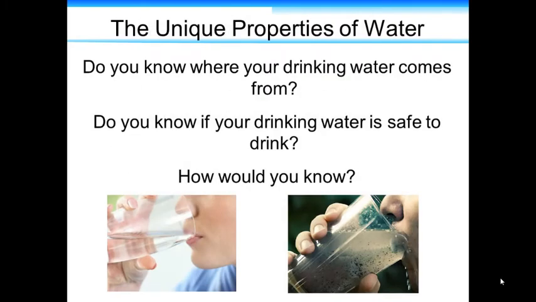Some of the questions we want to ask in this chapter are, do you know where your drinking water comes from? Do you know if your drinking water is safe to drink? How would you know? Well, it looks pretty obvious if your drinking water was as disgusting as this that you would know. But very often your water could look like the picture on the left, just perfectly clear, and it may contain contaminants. So we'll learn about the chemistry of water and how to understand the water reports you may receive from your municipal water agency.